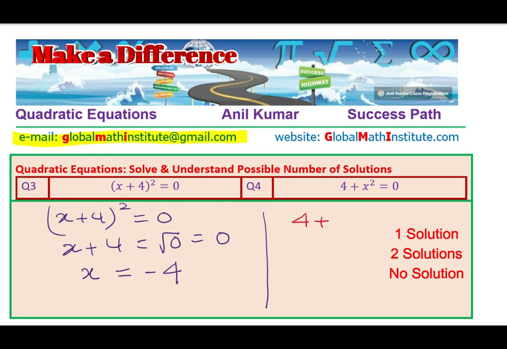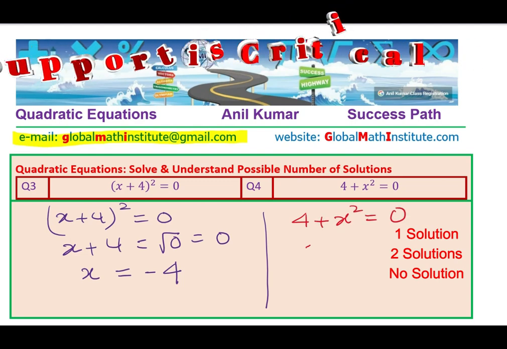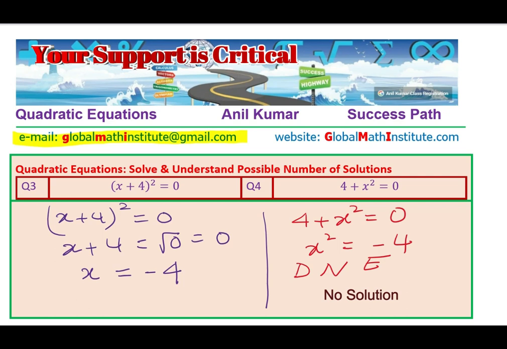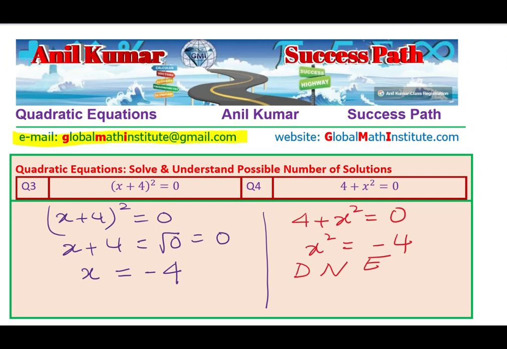We have 4 plus x squared equals 0. We can say x squared is equal to minus 4. Now the question is, can the square of any real number be negative? Well, not at all. And so we say that the solution does not exist. So clearly, in the first four examples, you have seen that we could have one solution, we could have two solutions, we could have no solutions at all, we could have zero as a solution, we could have a negative number also as a solution of a quadratic equation.